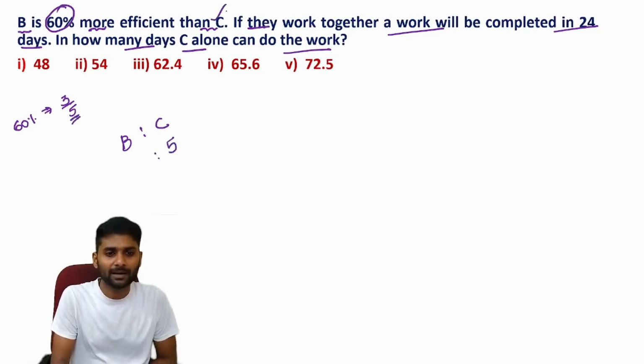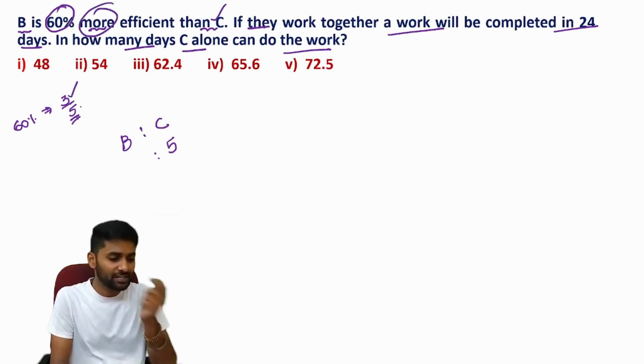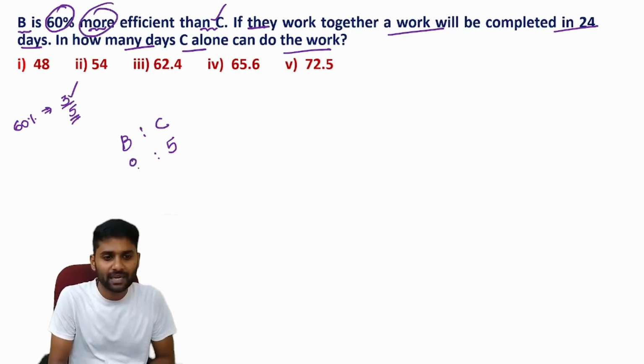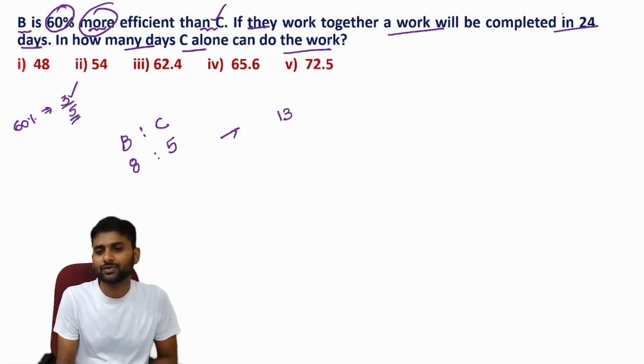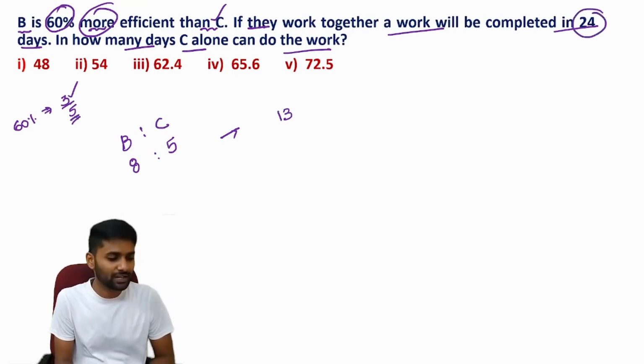Denominator is all about comparison. And they clearly mention that B is 3 units more. 3 units more means B's efficiency is 8 units. If they work together per day, they will complete exactly 13 units. If every day 13 units, they will complete the total work in 24 days.